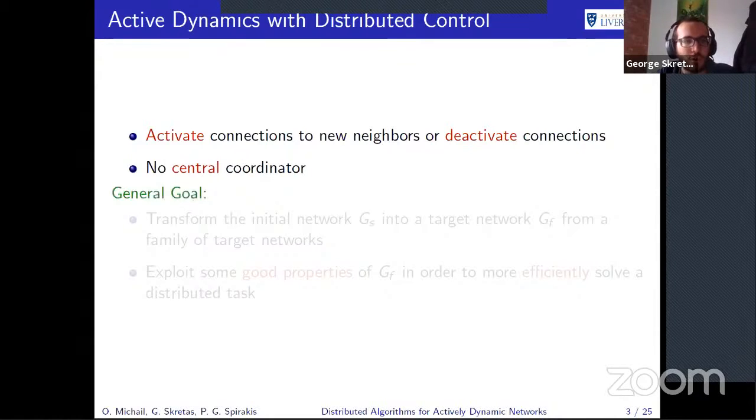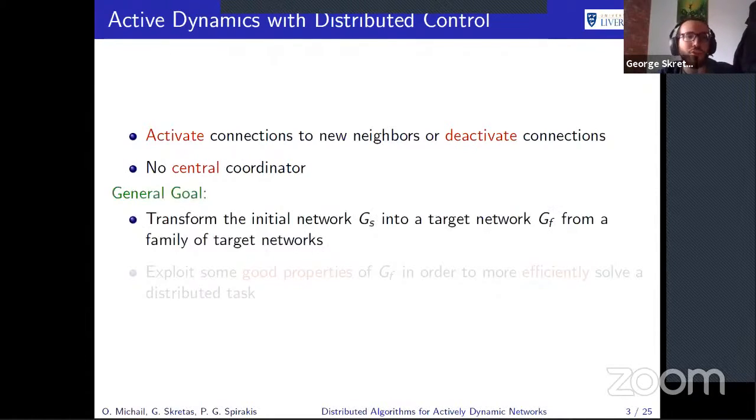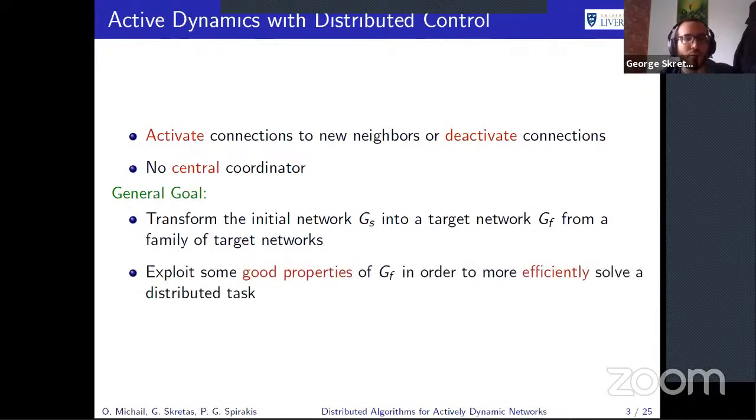And our general goal is to take an initial network and transform it into a target network that belongs to a family of target networks. And we do that because we want to exploit some good property that a target network has in order to more efficiently solve a distributed task. So instead of going straight away for the distributed task, we use this transformation to make it more efficient.